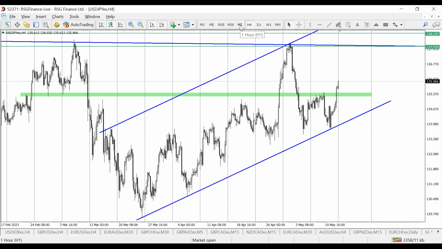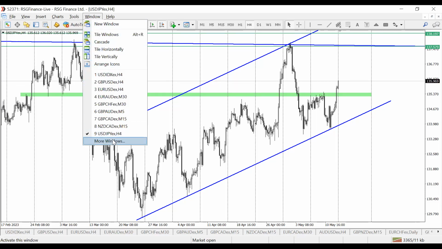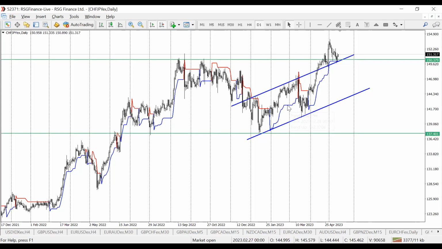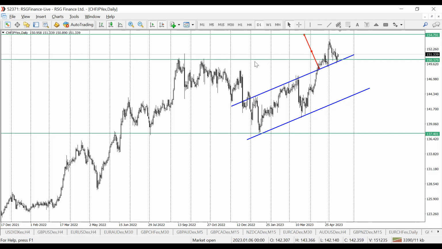And the last pair I'll be looking at, which really is not my favorite, is CHF JPY. Let me show you why, but I still included it there because of going by the currency strength meter. You will see that this is looking more like a breakout from the channel. We have this breakout.